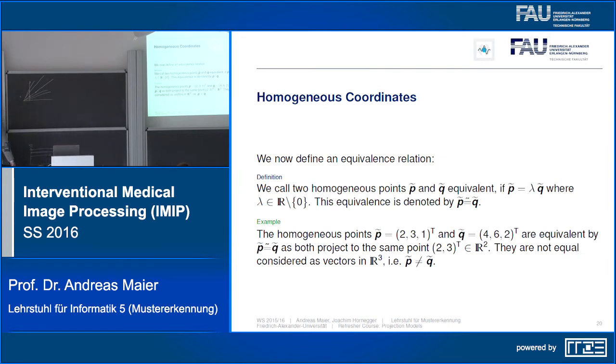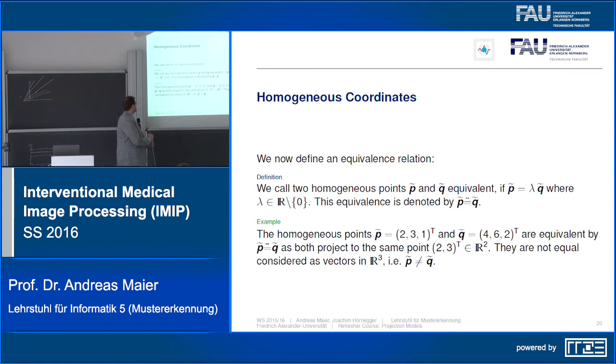The equality that we come up with here is: P tilde and Q tilde are equivalent if P tilde equals lambda times Q tilde, and of course lambda is not zero. It needs to be non-zero. Then you can define this equality here. You can also find the notation where a small tilde is put over the equal sign.